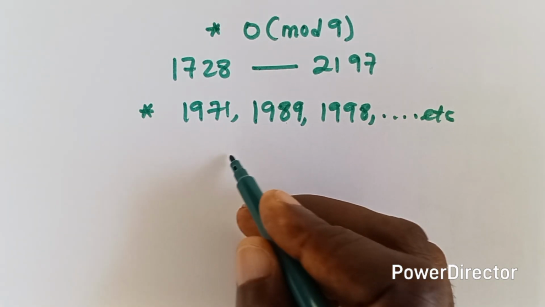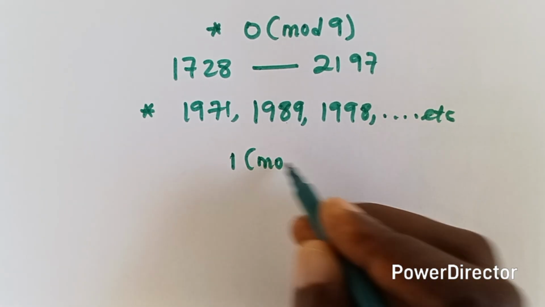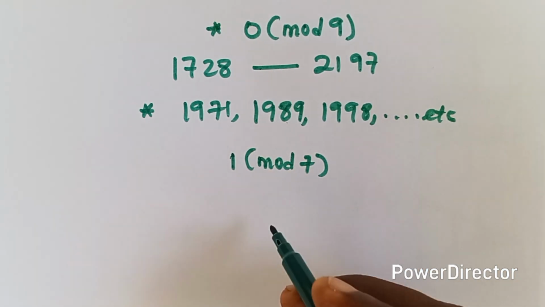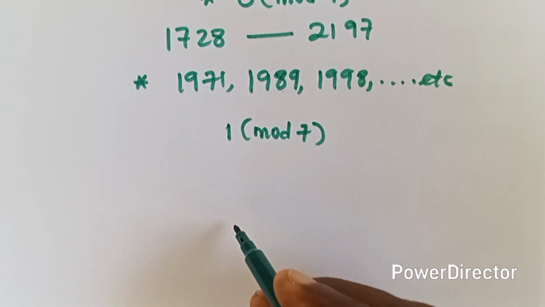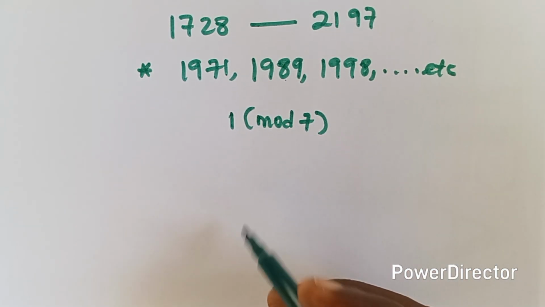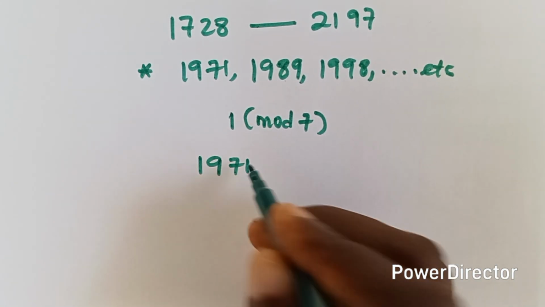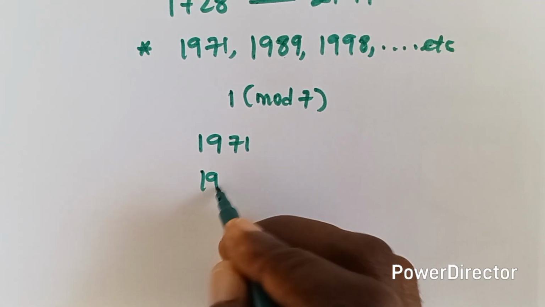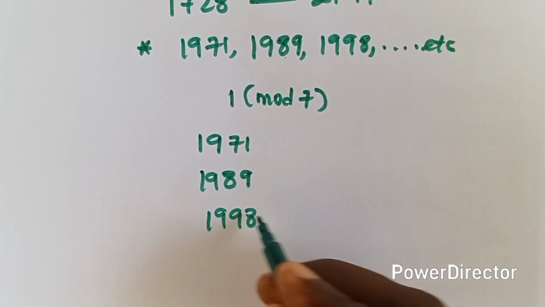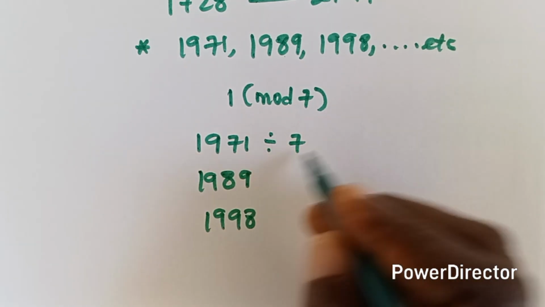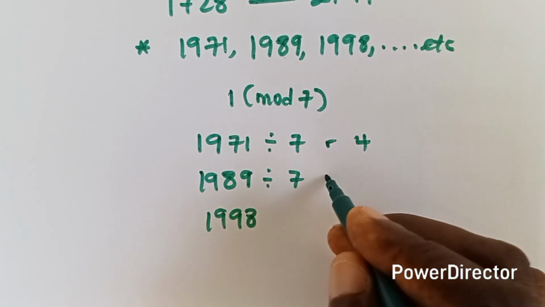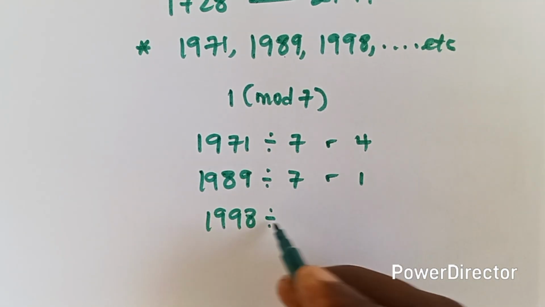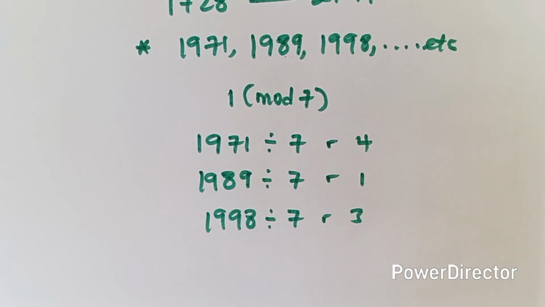Now let's look at the second condition that says 1 mod 7. 1 mod 7 simply means numbers that can be divided by 7, and the remainder will be 1. That is what this means. Let's test these three that I've written: 1971, 1989, then 1998. If we divide the first by 7, the remainder will be 4. If we divide this one by 7, the remainder will be 1. If we divide this one by 7, the remainder will be 3.